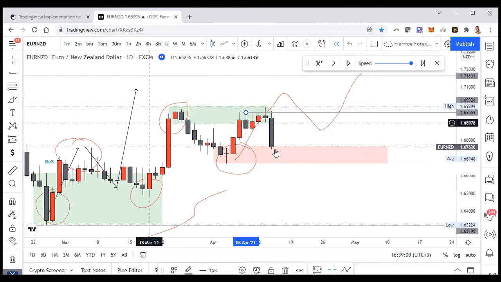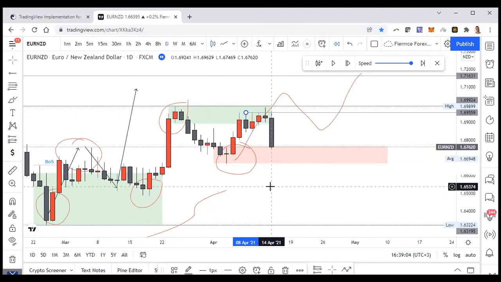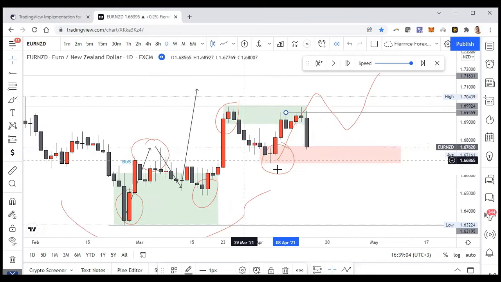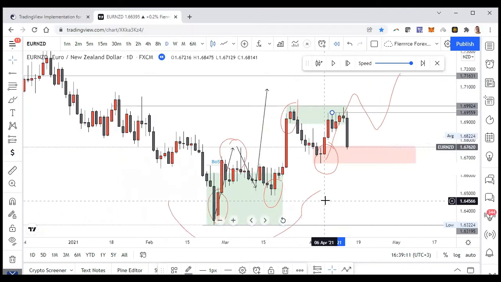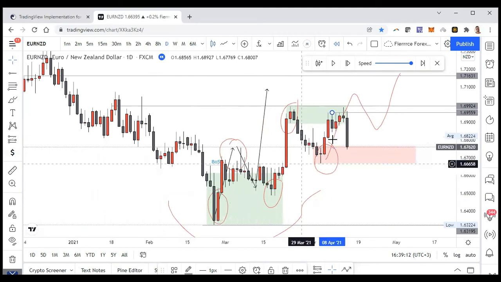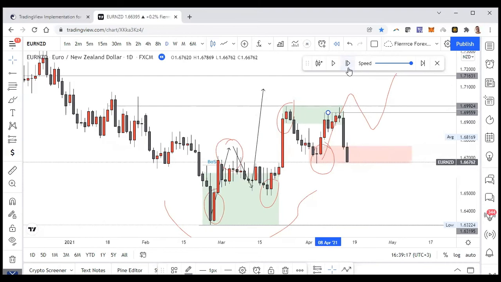Okay, so I'll cover that refinement in a future video, but for now, I just want you guys to understand what supply and demand zones are. Okay, so this has traded back into the demand zone. Okay, let's see what happens.